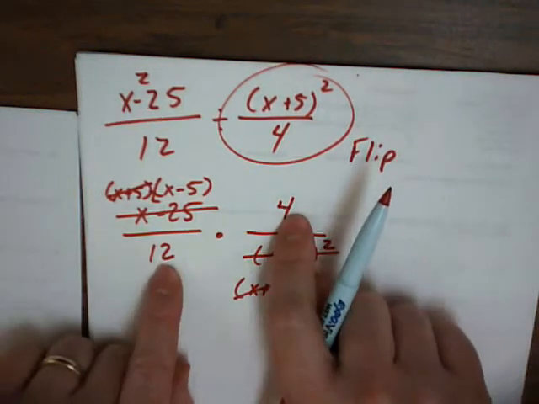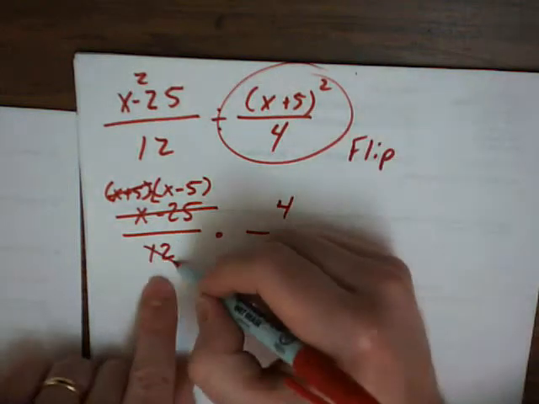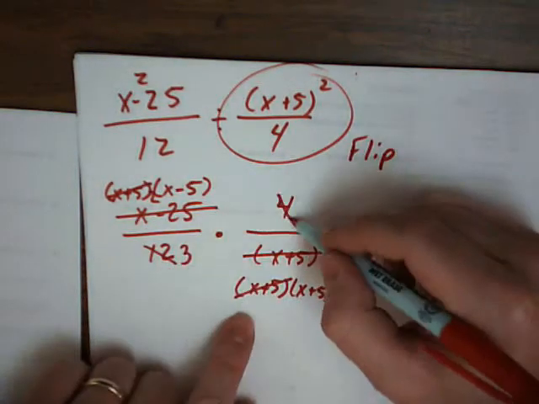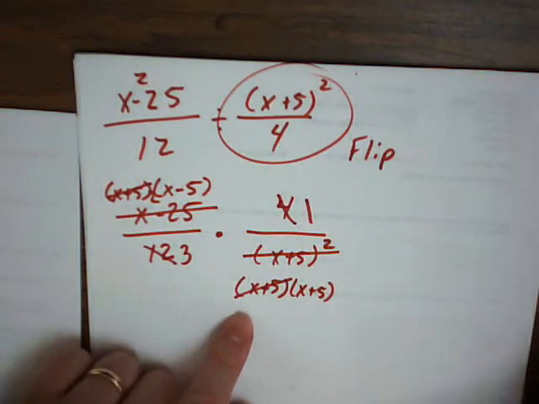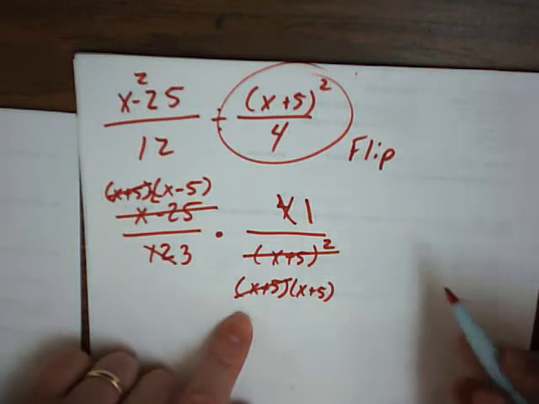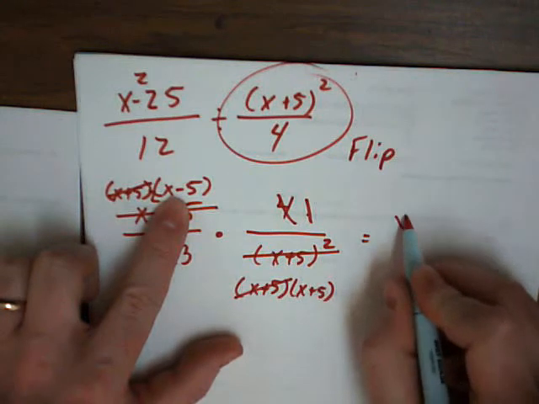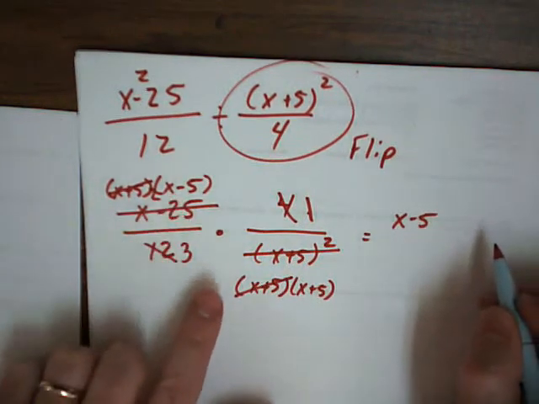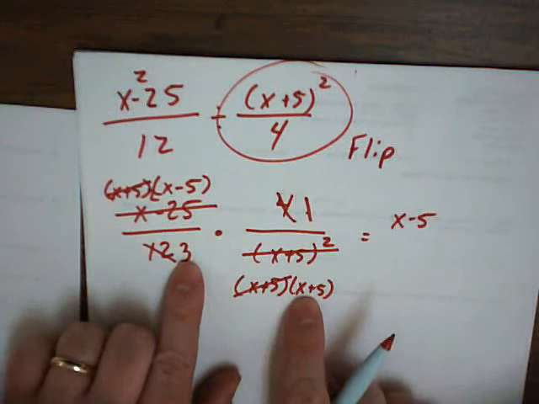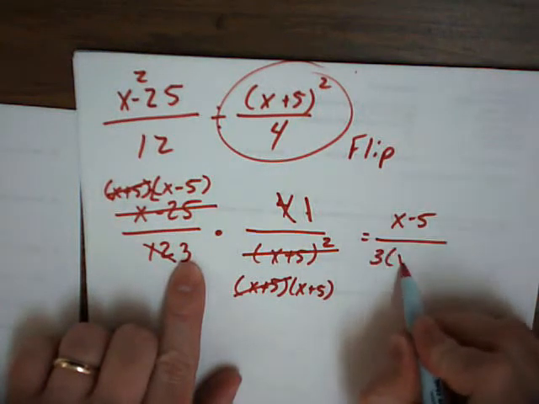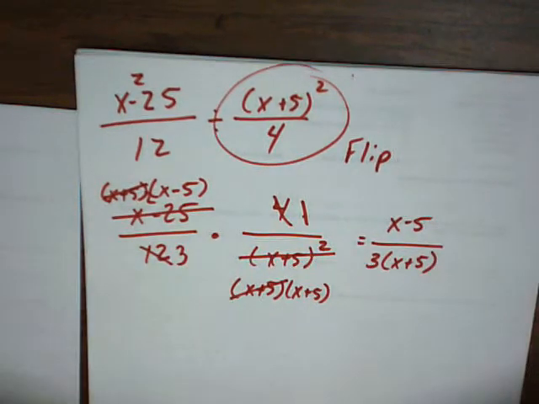Now you can fool with 4 and 12, right? 4 goes into 12 three times, and 4 goes into itself once. So now what you're left with is 1 times x minus 5, which is x minus 5, and 3 times x plus 5. And I'll just leave it like that, I suppose.